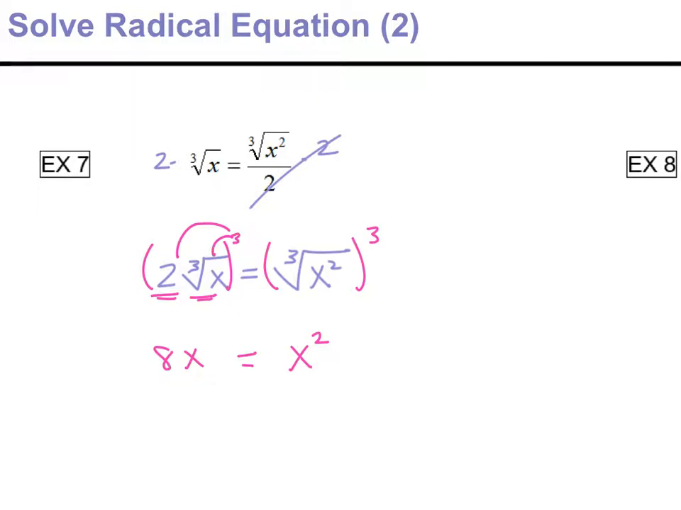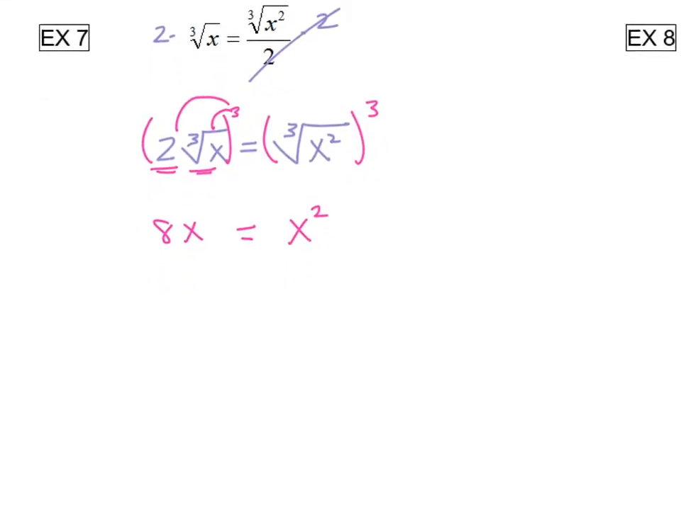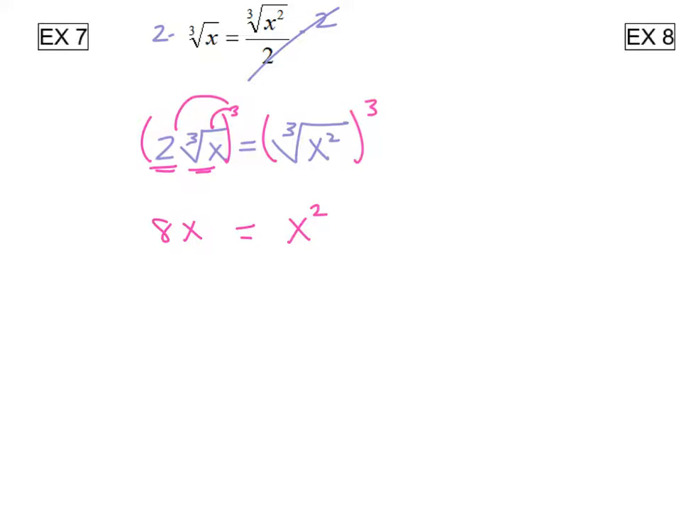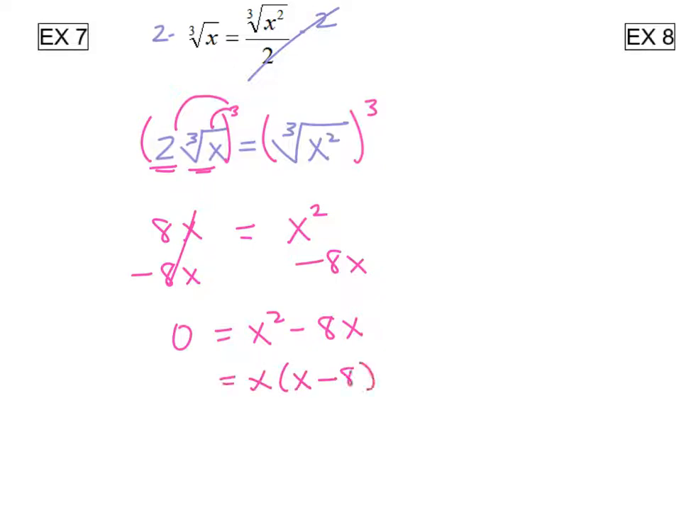Alright, so now we have an equation with an 8x and an x squared. We want those on the same side of the equation because they're not like terms. There's an x squared. We're going to end up factoring this. So we're going to subtract 8x from both sides. So 0 equals x squared minus 8x. This is just 2 terms, so let's think GCF factoring. You can take an x out of both, leaves you with an x minus 8.